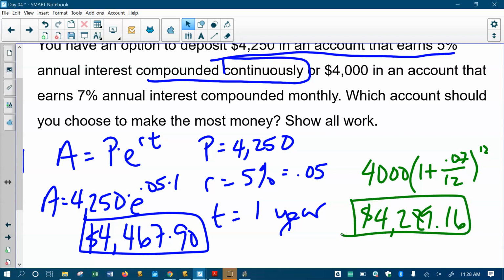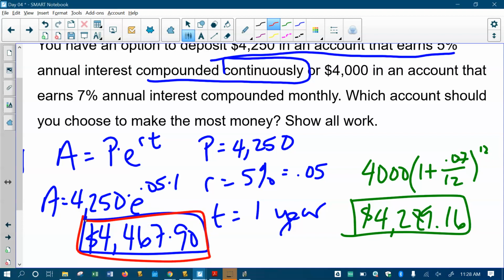Okay. There's your answer for that. In red is the actual answer. Which account should you choose to make the most money? This one. Next.